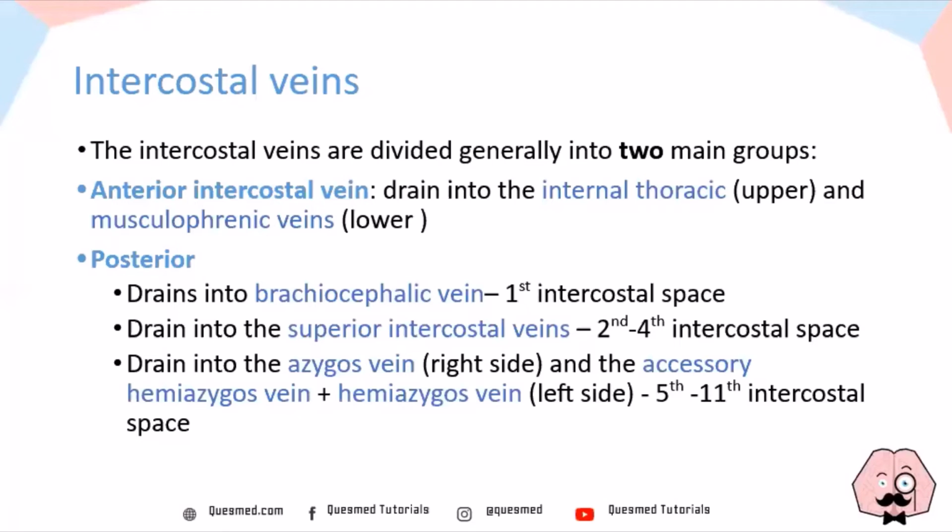So they're basically anastomoses. And then posteriorly, it's a little bit more complicated. Your brachiocephalic vein drains your first intercostal space. Your second to fourth intercostal spaces drain into your superior intercostal veins. And then your 5th to 11th do all sorts of things, depending on which side. But they drain either into your azygous vein, your accessory hemiazygous vein, or your hemiazygous vein, the latter 2 if they're on the left.